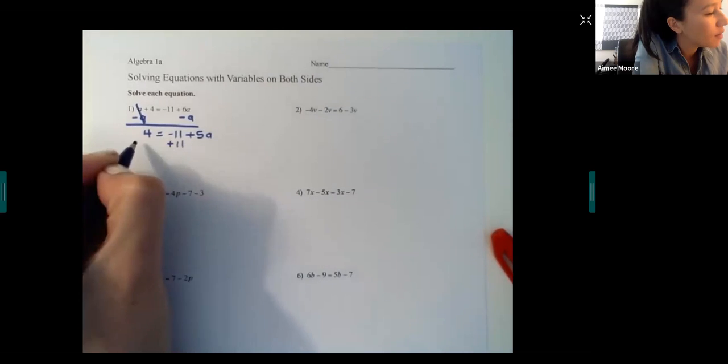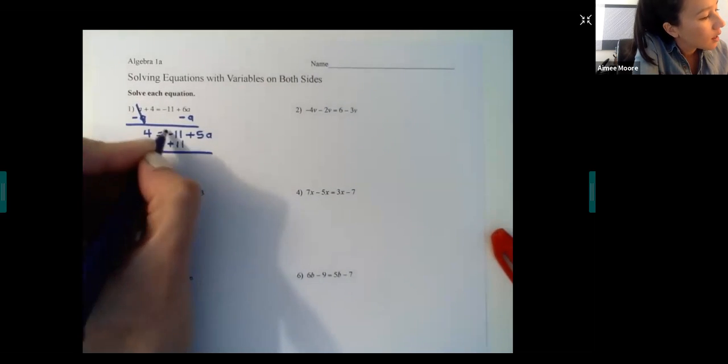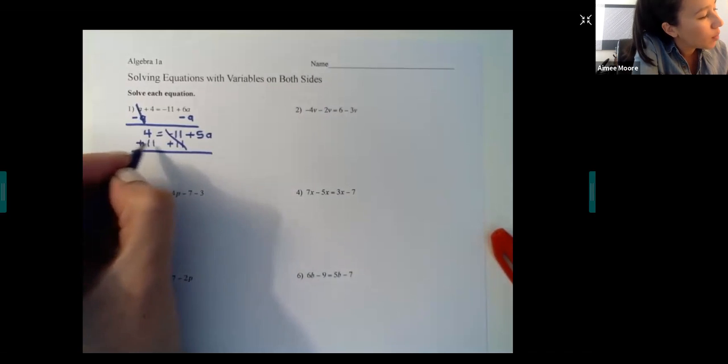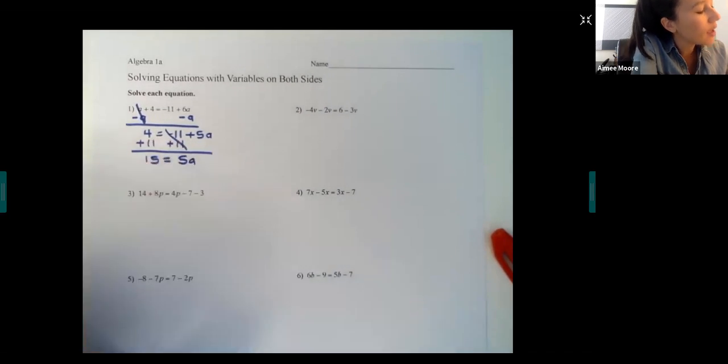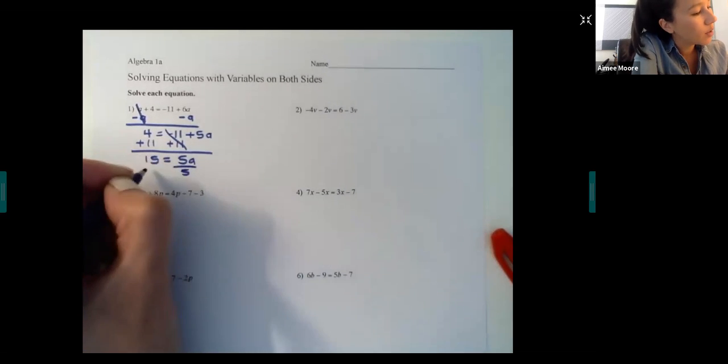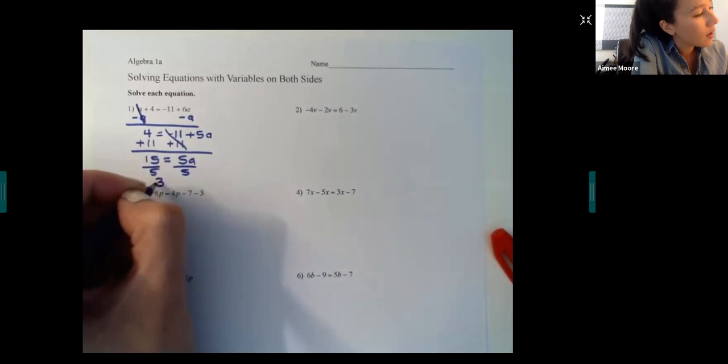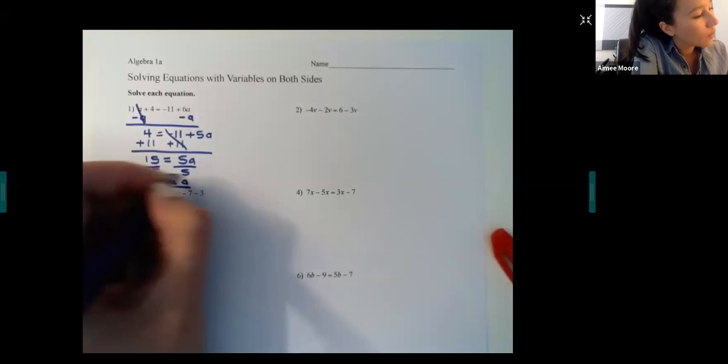So we add 11 to both sides. Those cancel out. 4 plus 11 is 15 equals 5A. Divide both sides by 5. And A equals 3.